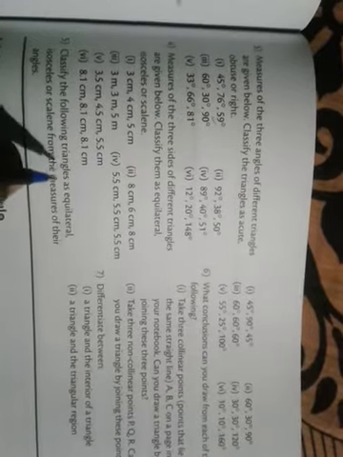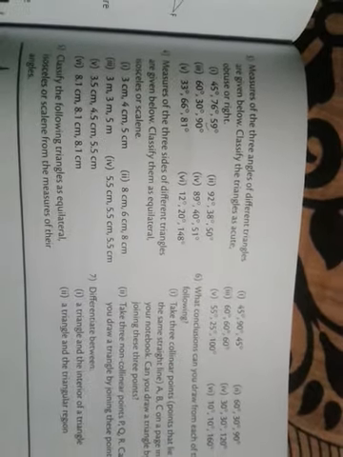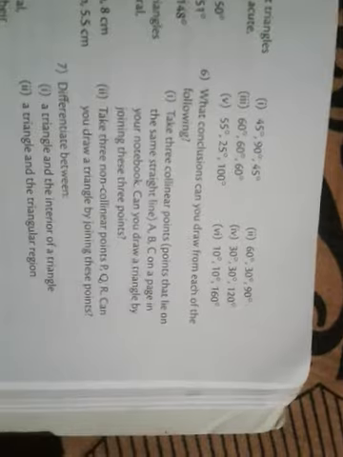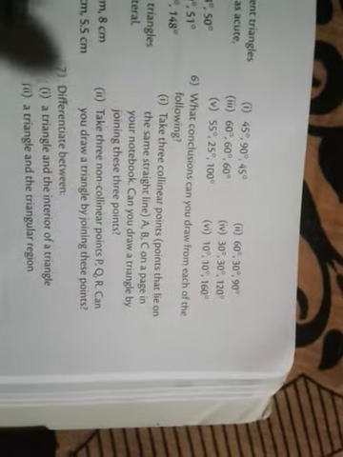Classify the following triangles as equilateral, isosceles or scalene from the measures of their angles. Now we have to observe the angles and then classify them as equilateral, isosceles and scalene. As you remember, when we discussed the types of triangle based upon sides, I also discussed how we check the angles of the different triangles.